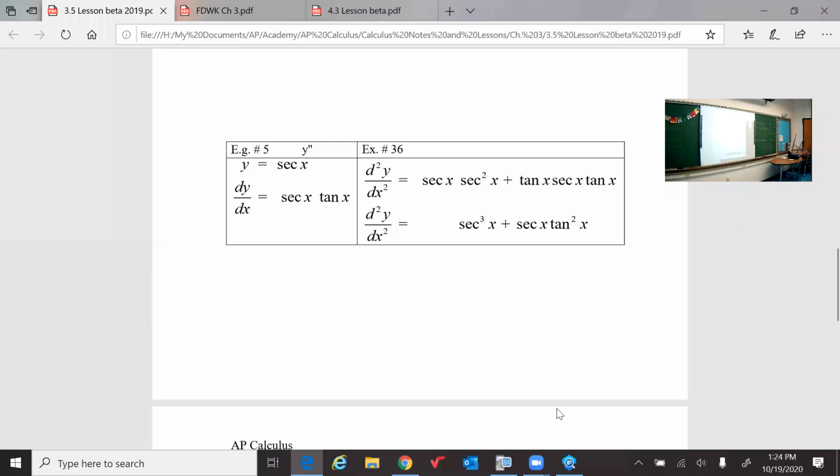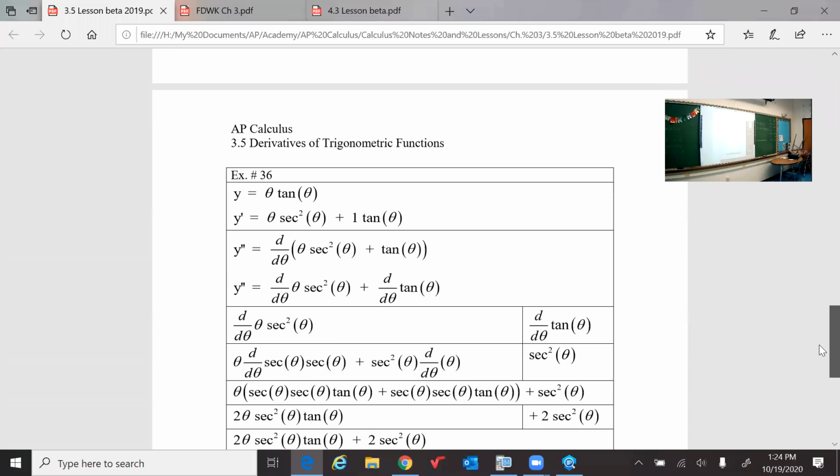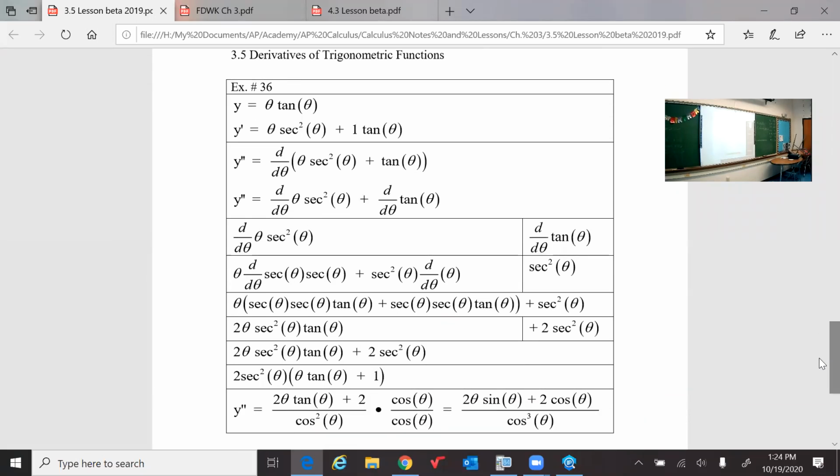All right, so let's see if we can follow what's on here. Here's what you got. Parent graph, tan theta. What the derivative does with respect to theta. Y depends upon theta. If I take the first term, which is theta, times the second term, secant squared theta, plus the derivative of the first term, which is 1, times tan theta. That's the first derivative.